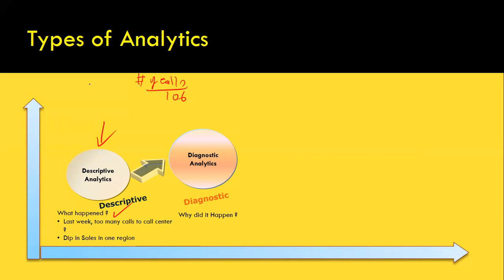And the next thing is the turnaround time. We received 106 calls. What is the average turnaround time? It is how fast we resolved customers' concerns. Let's say 5 minutes, right? So on average, we took 5 minutes to resolve each call.